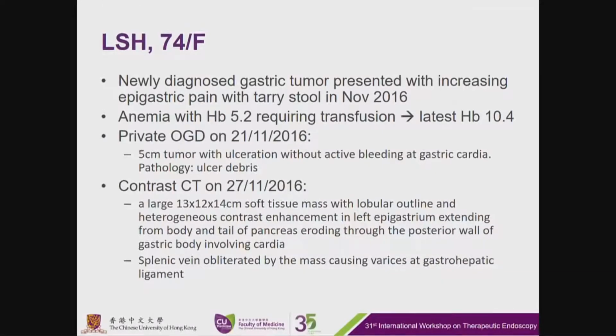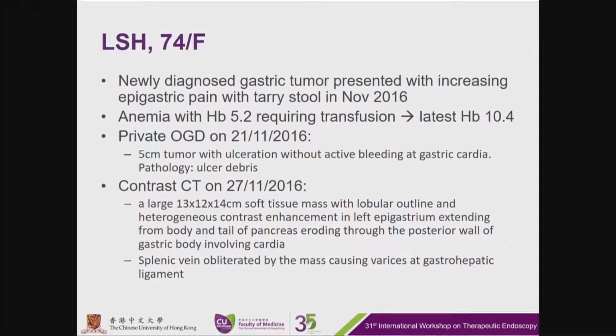We will have the next case of an elderly lady with a newly diagnosed gastric tumor. She presented with increasing epigastric pain and also tarry stool in November, with an anemia requiring transfusion. Private OGD at that time showed a 5 cm tumor with ulceration but without active bleeding at the cardia, and the pathology is ulcer debris.